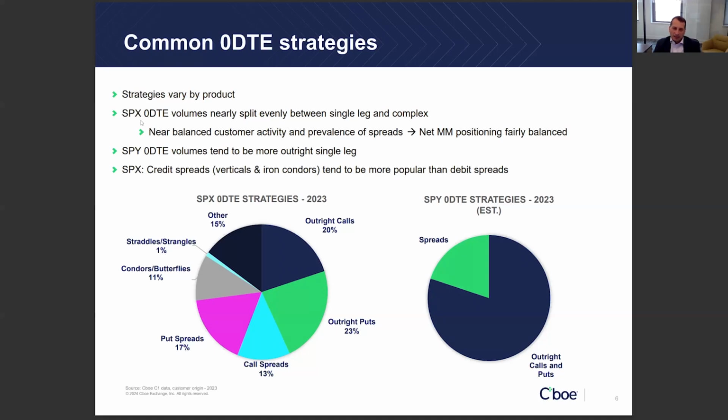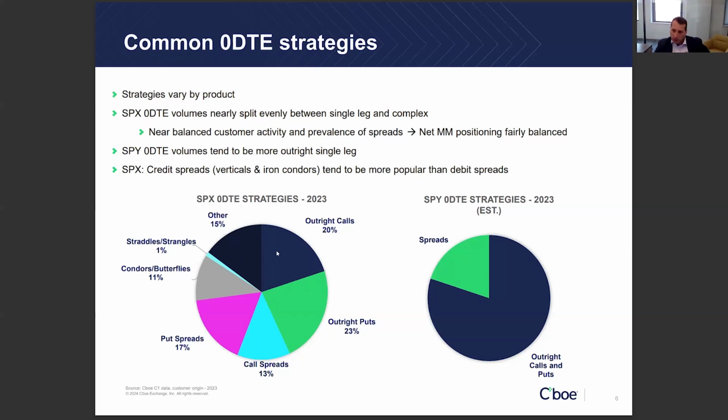That leads to some conclusions we'll get to later, where the market maker positioning is fairly balanced given these large volumes that we're seeing in 0DTE and SPX. The market maker positioning is pretty remarkably balanced because of that two-sided trading. SPY 0DTE volumes tend to be more outright single leg. We certainly see spreads and complex trades there as well. But, generalizing, in SPX the percentage of spreads that you'll see is higher than you'll see in SPY.